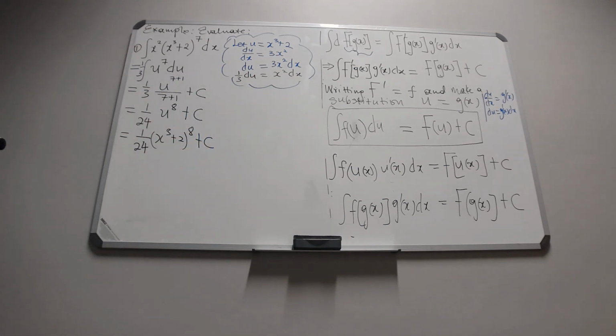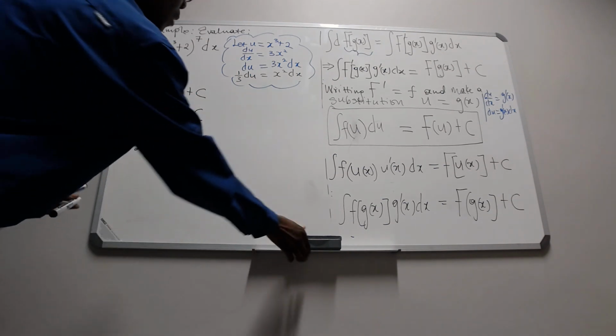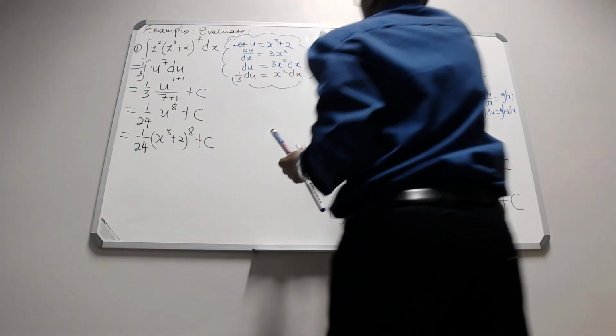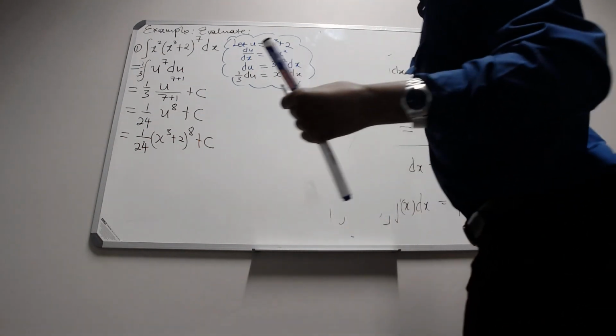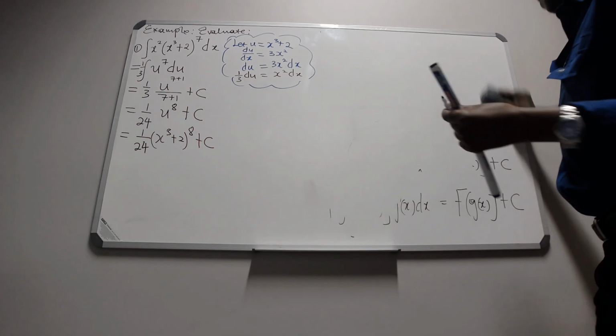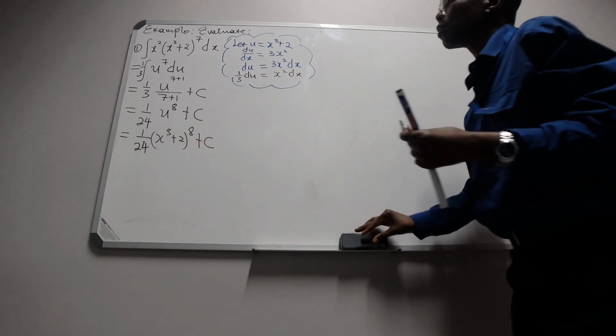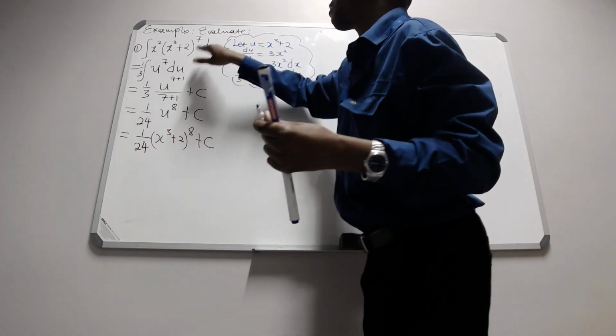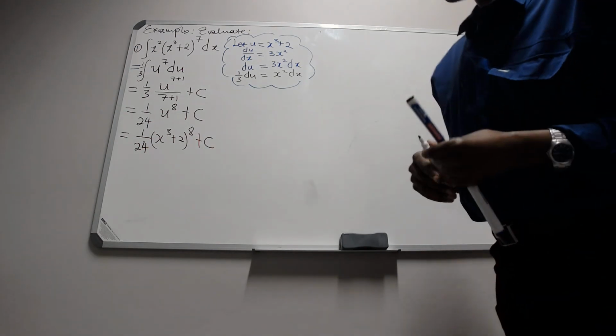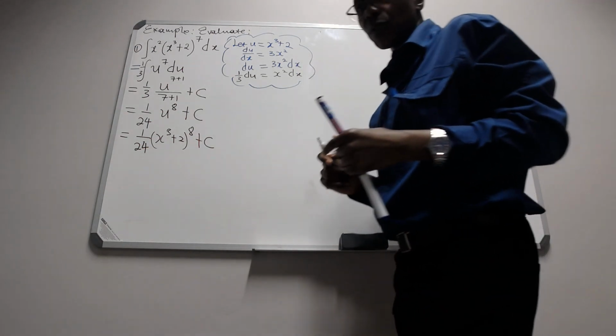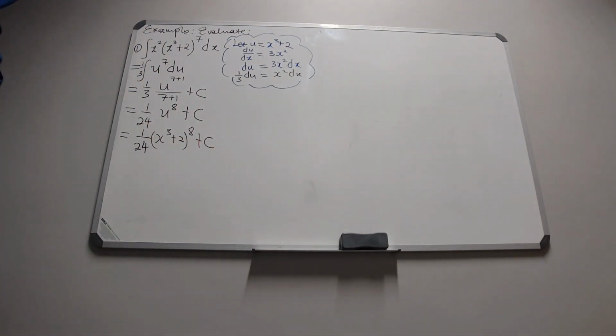That's how we do it. Let us take another one. So you can see how we made our substitution. When we write u, we just have u. We don't have x and u together, because we made the substitution that way. Let us pick another one.